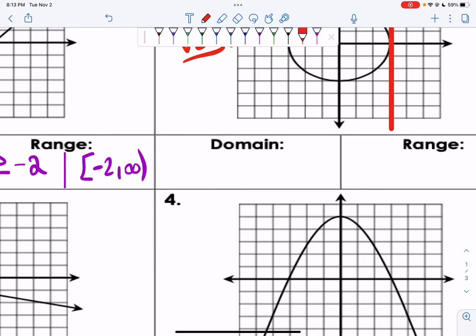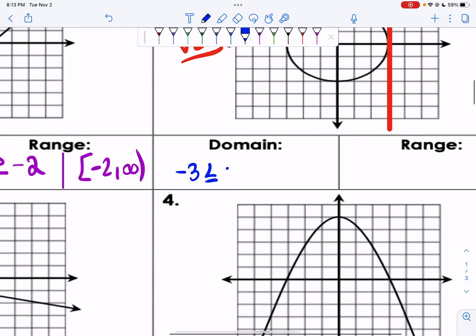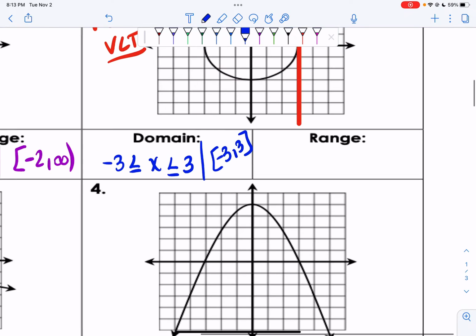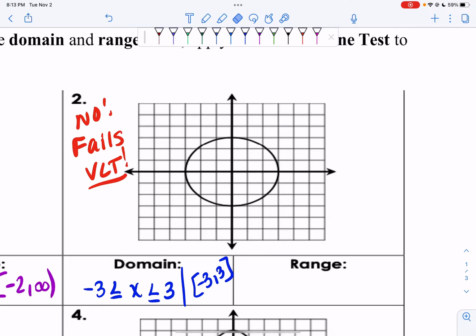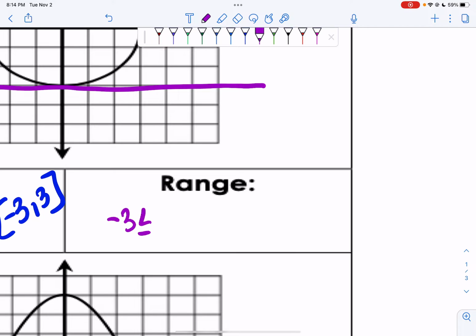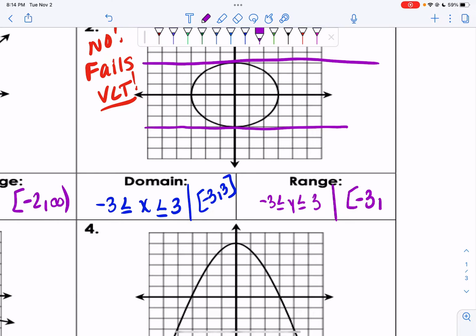So I can write this as -3 less than or equal to x less than or equal to 3. If you wanted to, you can also write that using interval notation. My range, I do the exact same thing. I'm going to go low to high. And if you look, I go from -3 to 3 again, but this time I'm using my y values. So -3 less than or equal to y less than or equal to 3, and my range is the exact same thing, -3 to 3.